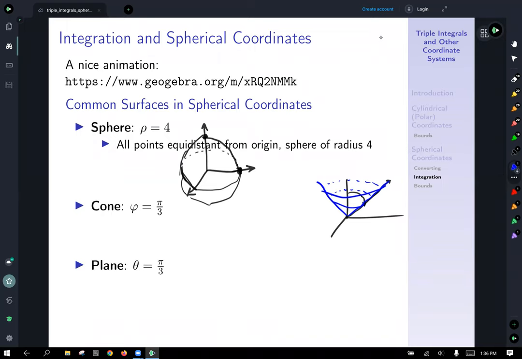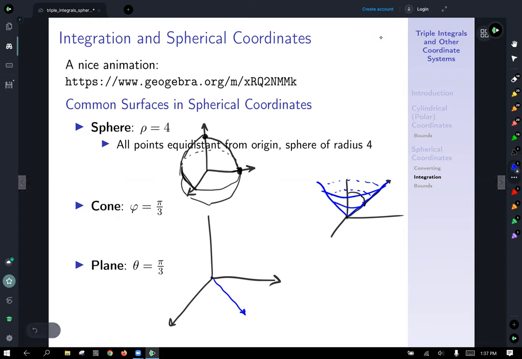Now, last but not least, if you fix theta and let rho and phi vary, what are you going to get? Well, it tells you it's a plane, so let's see if we can convince ourselves of that. Again, x, y, and z in the usual orientation. Focusing just on the xy plane, if we fix theta equal to pi over 3, remembering that we start at the positive x-axis and go anticlockwise, pi over 3 is going to be something like this in the xy plane.